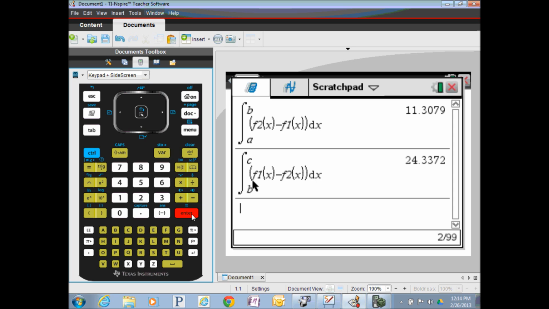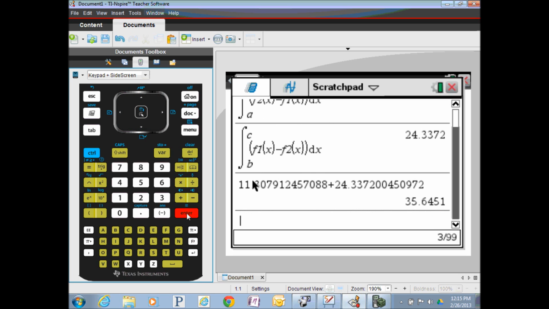Now notice both of those are only showing 6 sig figs. If I wanted to add those together real quick, I could go up, grab this number, and add on that number, and I've got all the decimal places. Hit enter. My area between those two curves is 35.645 if I wanted to go to 3 decimal places. So there's a great start. I've got that ready to go.